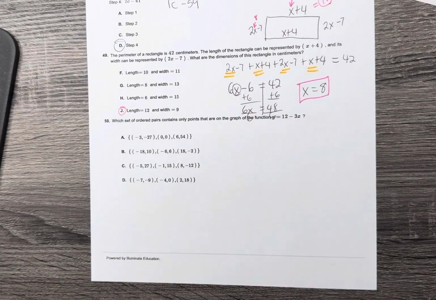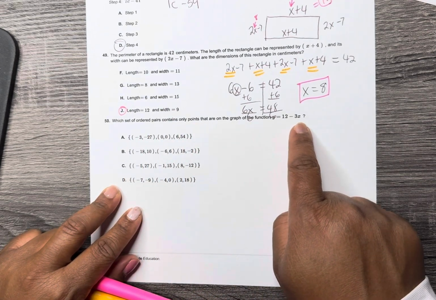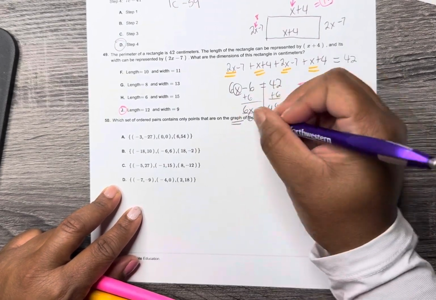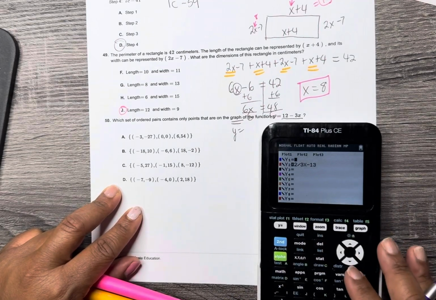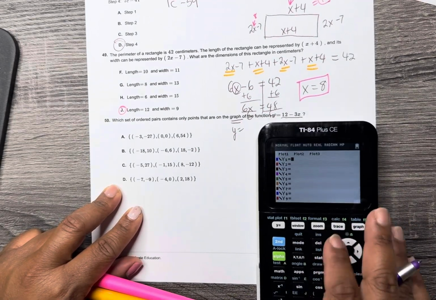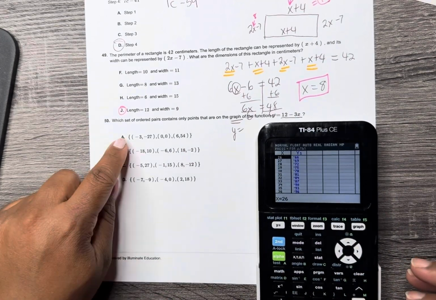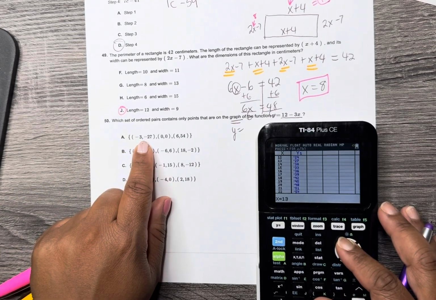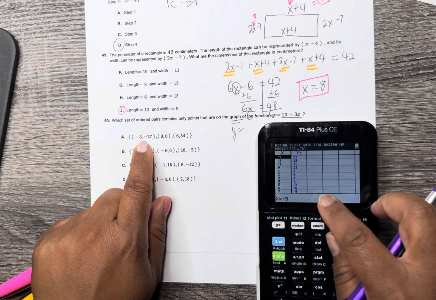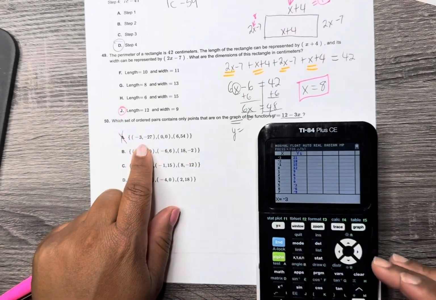Now for 50, it says which set of ordered pairs contains only the points that are on the graph y equals 12 minus 3x. Graph, that means go to y equals in your calculator. And we're going to plug that in. So come here, go to your y equals, and plug in your 12 minus 3x. Press second graph. And we're going to look for the points and see which one has these points in it. So I'm going to go back up here. And notice, negative 3, 27, negative 2, 27, that's not here, which means these aren't the points on this graph.